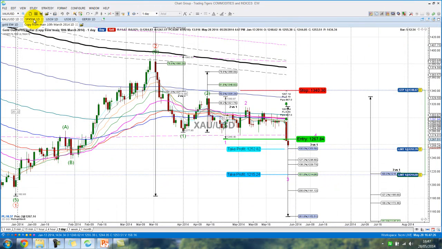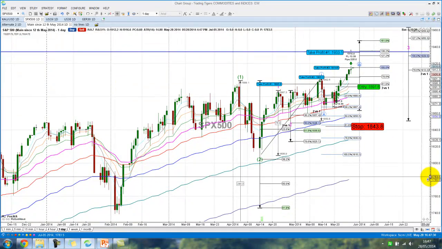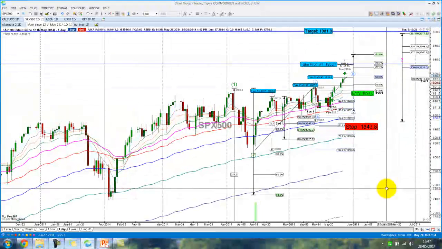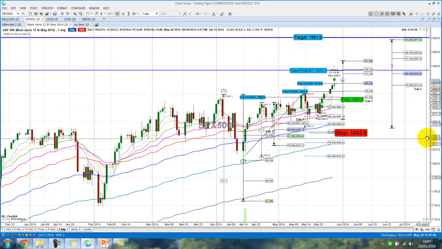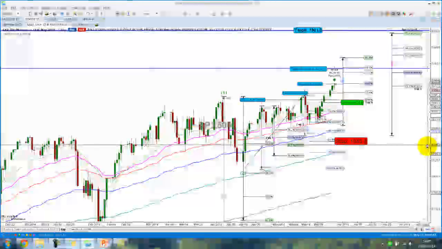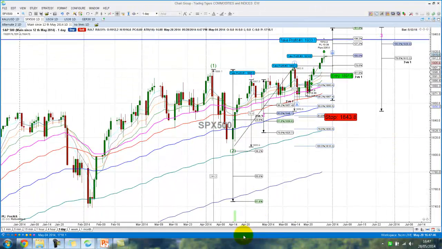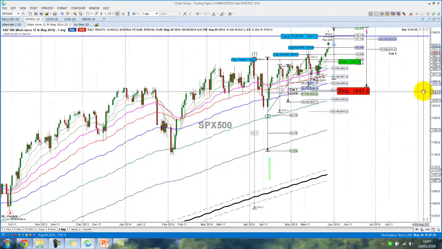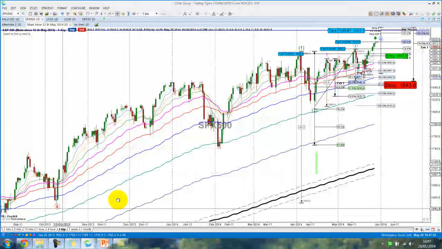So if we move now to the SPX500, as you can see, currently we're in a trade which has closed up right now. We've hit 3 profit targets already, and this trade has been successful for us. If I zoom out, you can see exactly where we are. We're in a wave 5.